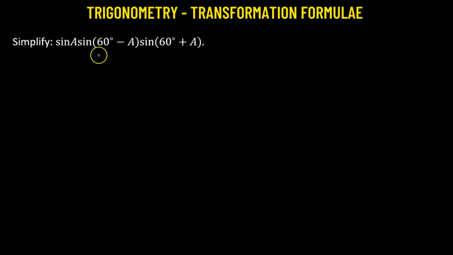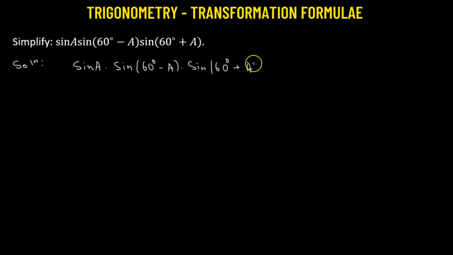We need to simplify the given trig expression. Let us begin. So here we have the trigonometric expression sine of angle A, multiplied by sine of 60 degrees minus A, times sine of 60 degrees plus A.